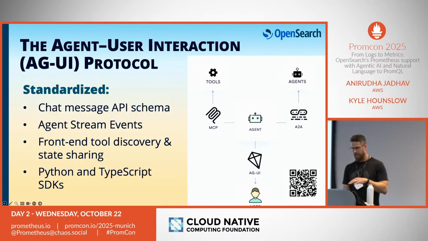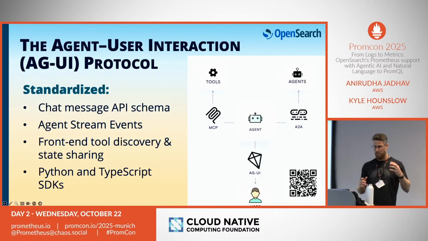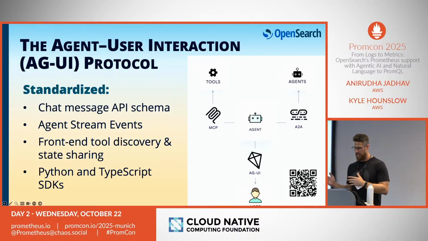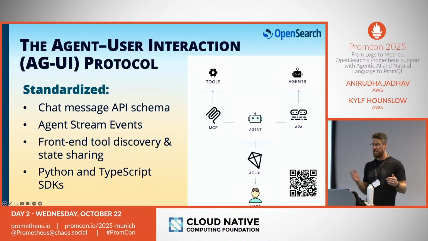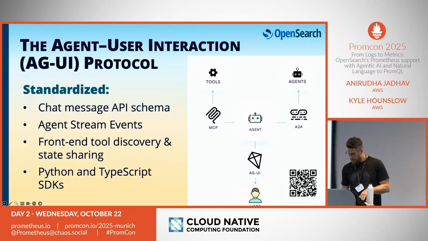So for example, the front end just needs to implement its chat interface once, and if the back end implements the AG-UI protocol properly, the experience should be consistent across the various agents. And one of the things I was pleasantly surprised with AG-UI was the support for front-end tool discovery and state sharing. It kind of felt like MCP, but for the front end.